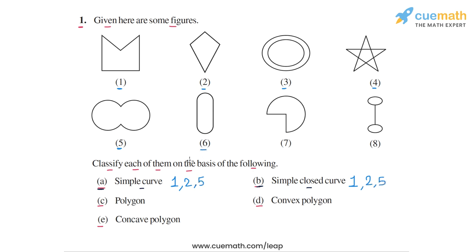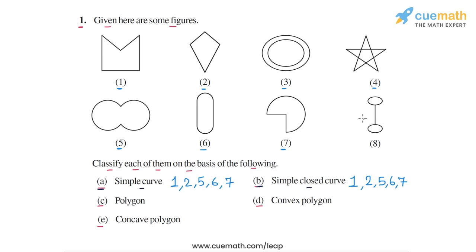Similarly, 6 is a simple curve. It does not cross itself. It is also closed. So it is also a simple closed curve. So we will write 6 against both of these categories. And then similarly, 7 is also a simple curve. It does not cross itself, and it is also a closed curve. So 7 is also both a simple curve and a simple closed curve. Now what about figure 8?